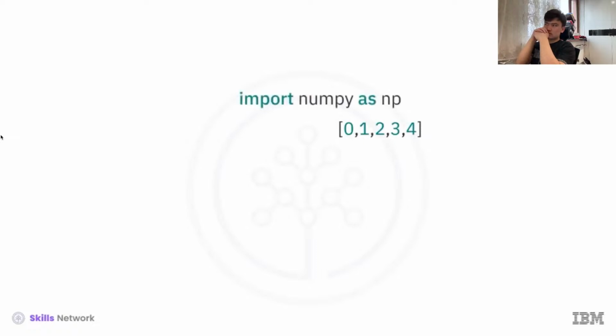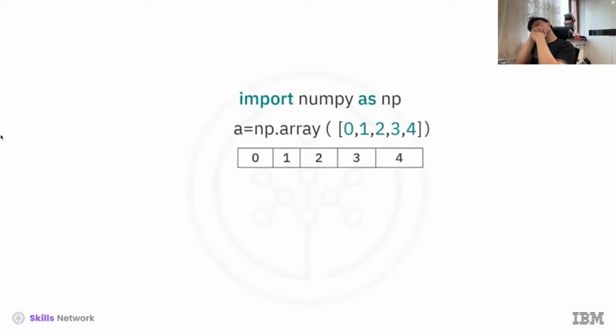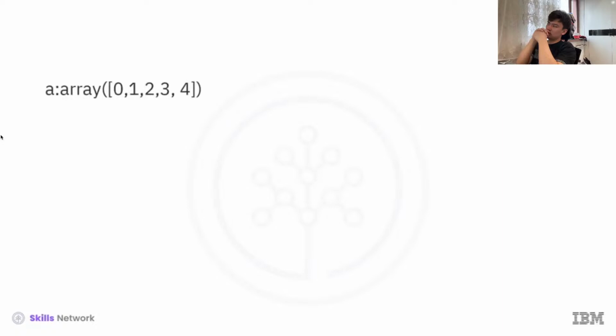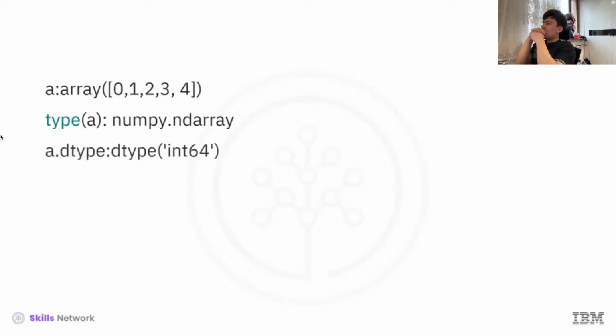We can cast a list to a NumPy array by first importing NumPy. We then cast the list as follows. We can access the data via an index. As with lists, the value of A is stored as follows. If we check the type of the array, we get numpy.ndarray. As NumPy arrays contain data of the same type, we can use the attribute dtype to obtain the data type of the array's elements, in this case a 64-bit integer.